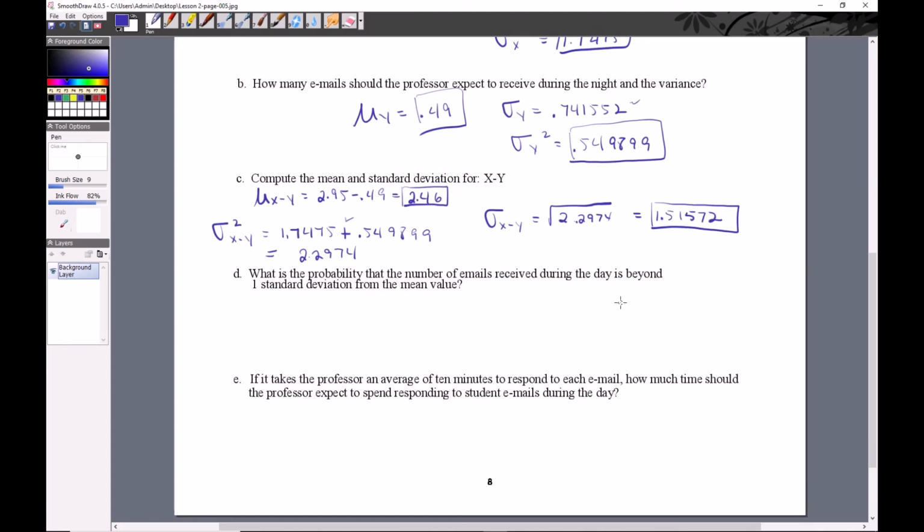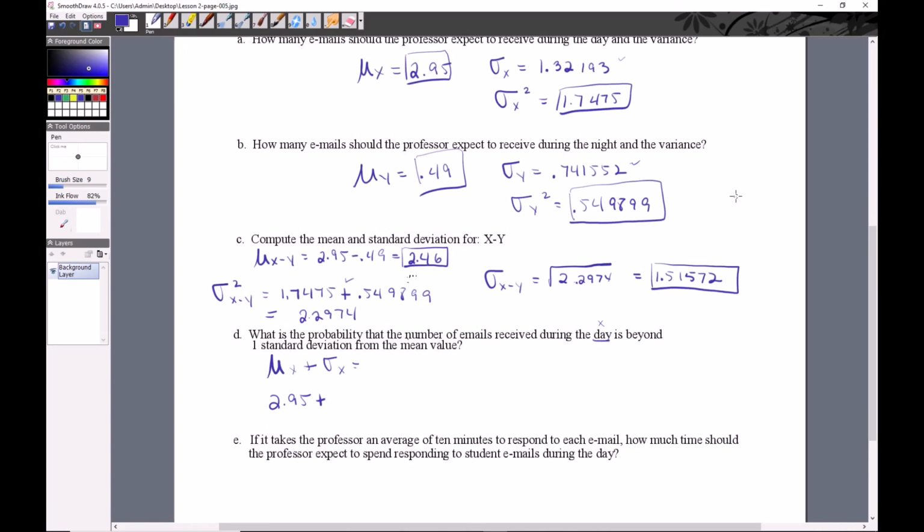It says, what is the probability that the number of emails received during the day is beyond one standard deviation from the mean value? This is not normal calculations. They didn't tell you things were normal. So all you got to do is, this is during the day, so it's a random variable x. Take your average for x, your expected value, and add a standard deviation to it. So that will give you 2.95 plus 1.32193, and this will give you a value of 4.27193. And we want to know the probability that x is greater than that.